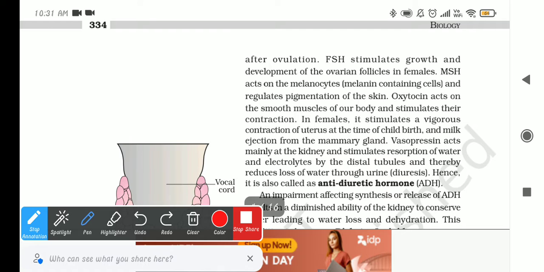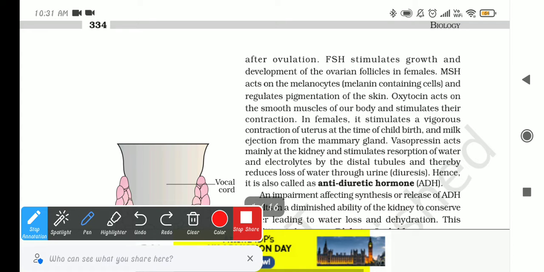And MSH is melanocyte stimulating hormone. From the word it is clear that it involves melanocytes, which means melanin containing cells. They work to regulate the pigmentation of the skin, and that is what decides the color of our skin. If there is much melanin, our color would be dark, and we can say the skin will be dusky.